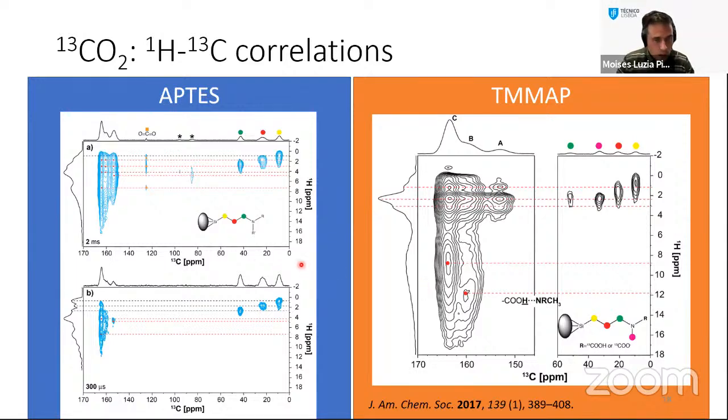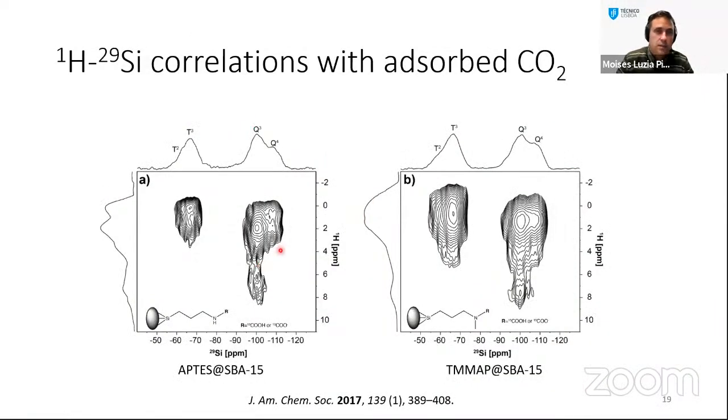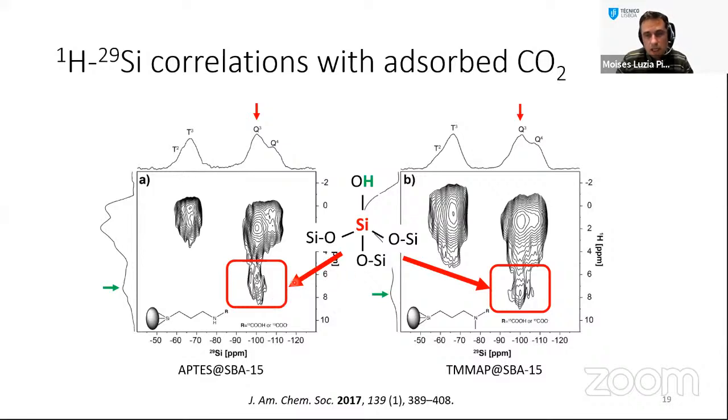And also one other very important piece of information is the correlation between the proton signal and the silicon signal. As you can see in here, we can understand that some silanol groups at the surface are also interacting with the same protons that we have seen previously, interacting with the carbamic acid and carbamate groups. So it means that we have a very intricate network of hydrogen bonds.